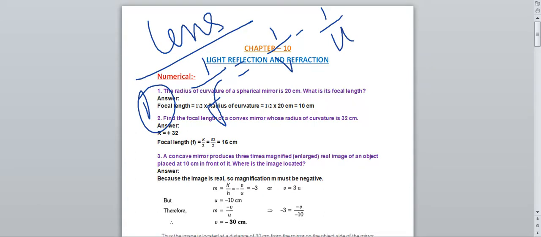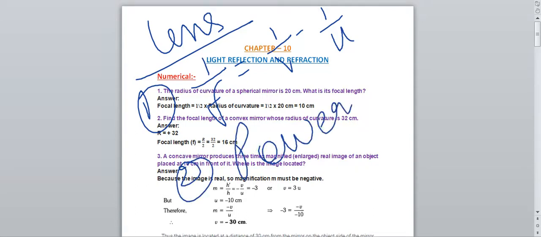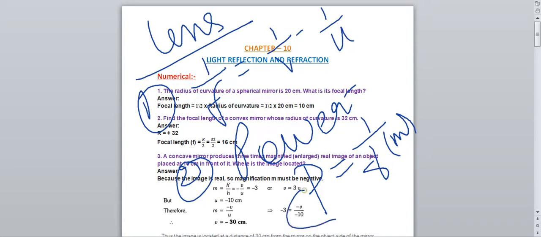Next, for lens, one concept was about the power of the lens. The second formula which you will use is the power of the lens. It is denoted by P, and it is equal to 1/f, and the focal length should always be in meter. If it is given in centimeter, you have to convert that into meter, and after that only you calculate the power P = 1/f. And what is the SI unit of this power? It is the diopter, denoted with the letter D.